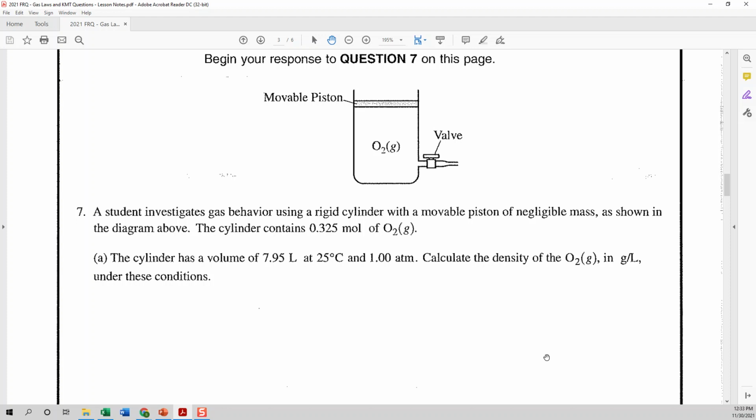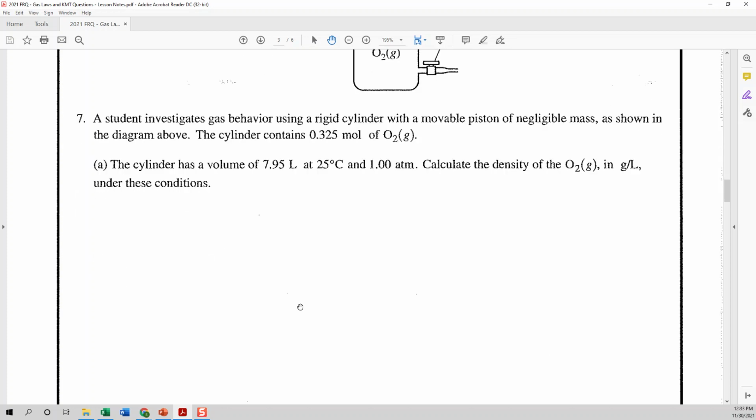But this is a golden opportunity to use one of the shortcuts. And again, one of our shortcuts is memorizing the ideal gas law with density in the equation. And so we could go right to solving for the density by plugging stuff in. So that's what I did.